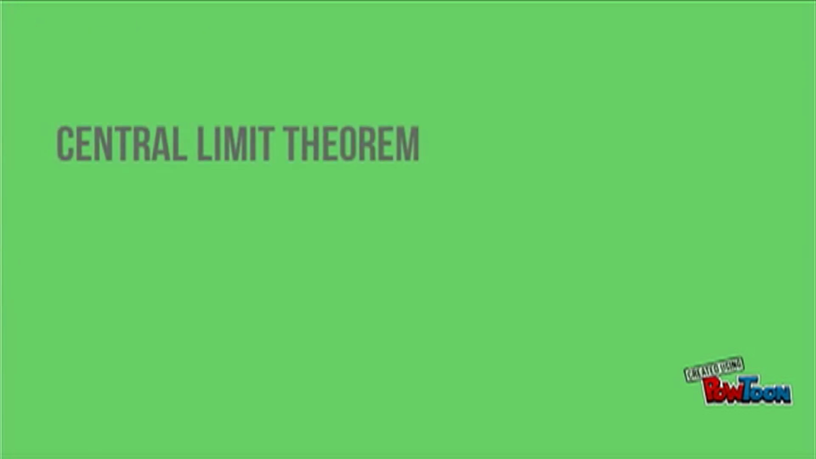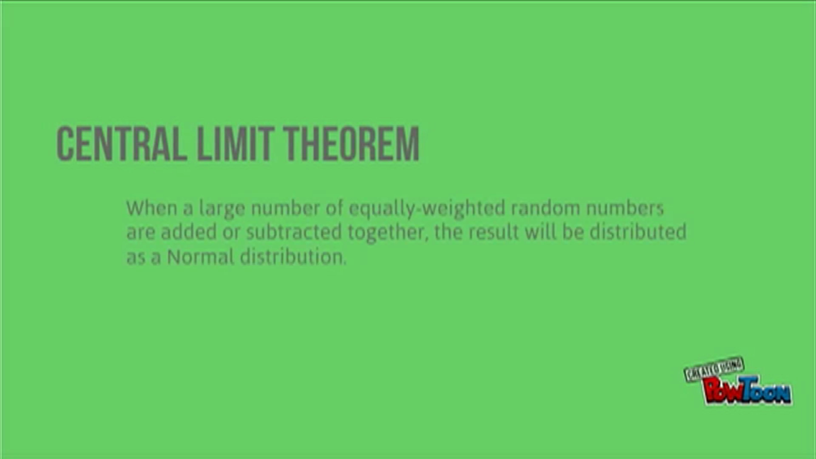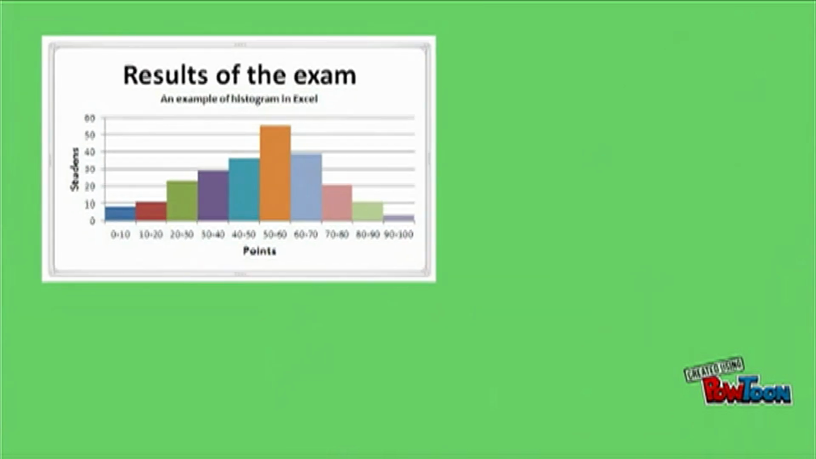The central limit theorem basically states that when a large number of equally weighted random numbers are added or subtracted together, the result will be what we call the normal distribution. What does this mean for the world around us? Well, consider this distribution of test scores.